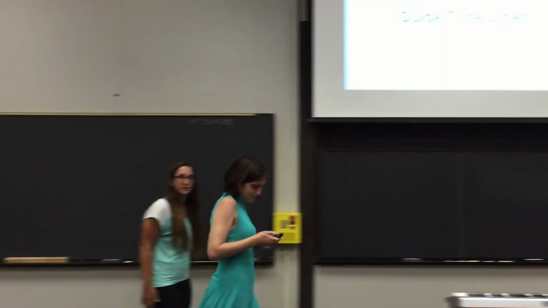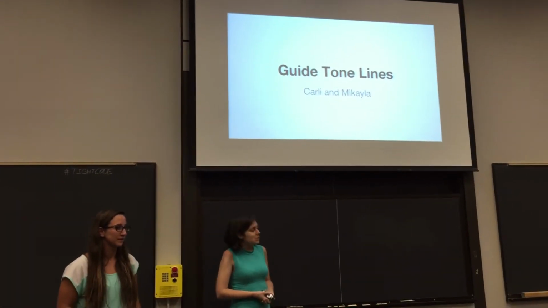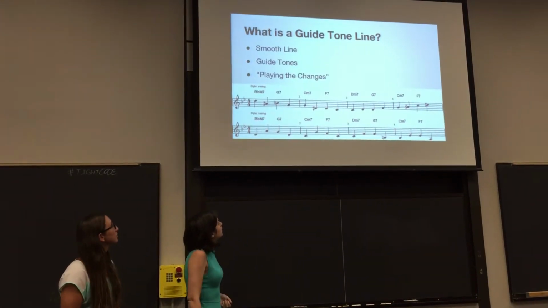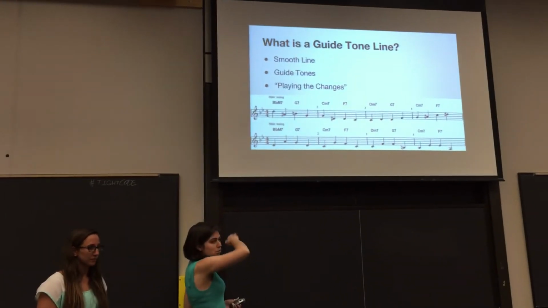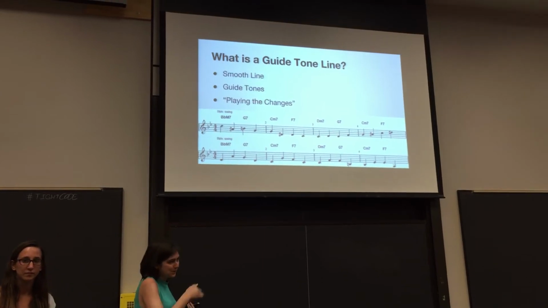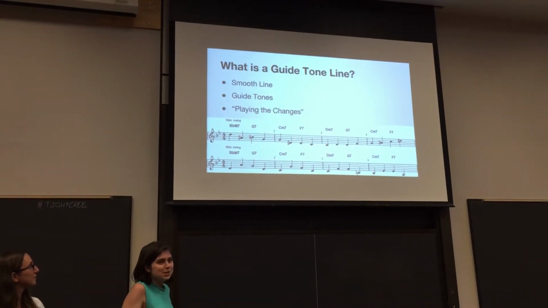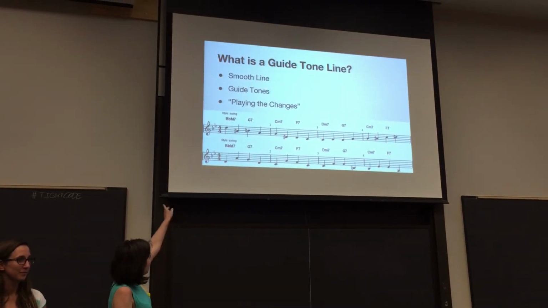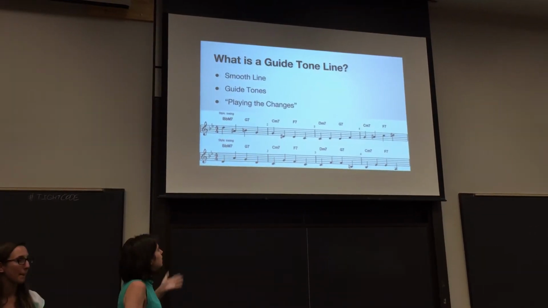All right. So this summer we've been working on the automatic generation of what are called guide tone lines. So first of all, what is a guide tone line? A guide tone line is a smooth line, meaning melody line, of tones, meaning notes, that are supposed to guide you through the chord progression. So what does it mean for something to guide you through a chord progression? All the notes here belong to the chords that they are played over.